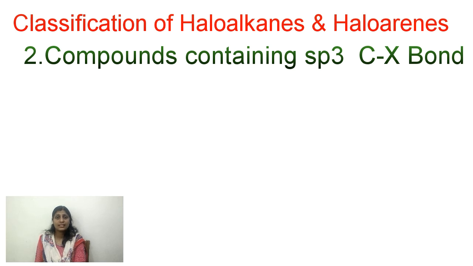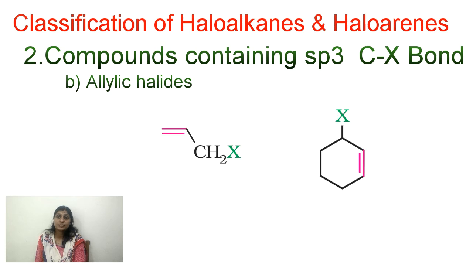Next, allylic halides. These are the compounds in which the halogen atom is bonded to an sp3 hybridized carbon atom next to a carbon-carbon double bond, that is an allylic carbon. Here, the alpha carbon atom is directly attached to a double bonded carbon atom. For example, CH2=CH-CH2X. Here, the alpha carbon atom is directly attached to the CH=CH2 group. Another one, a cyclic group also can have allylic halides. That is also given on the screen.